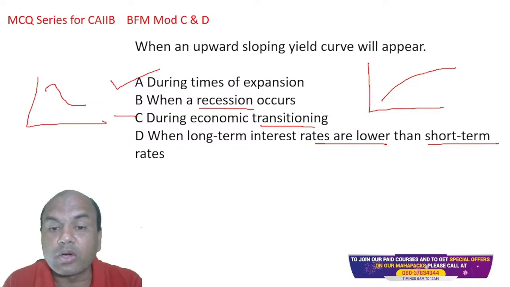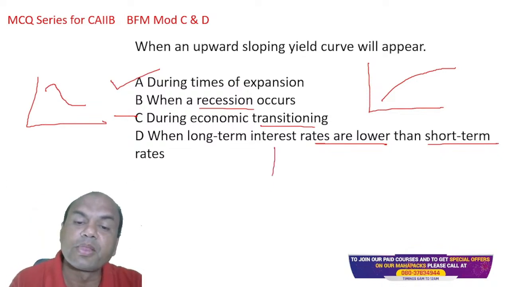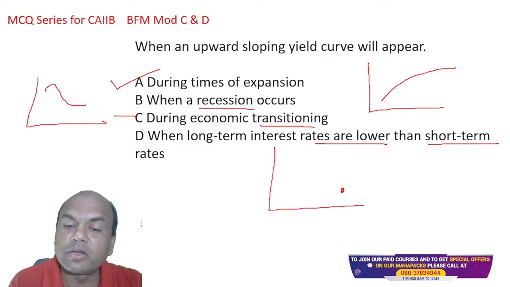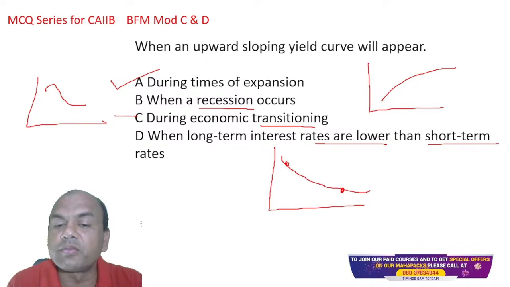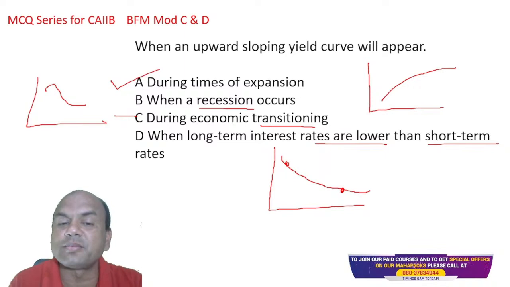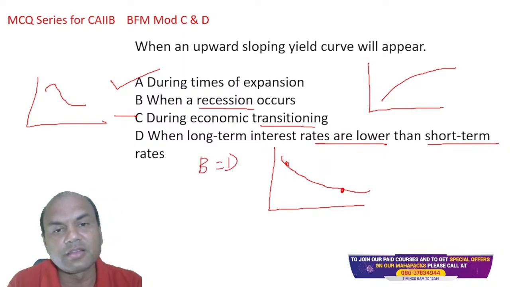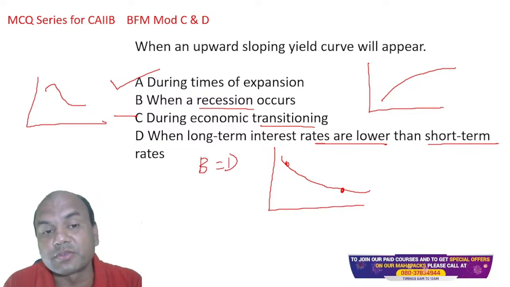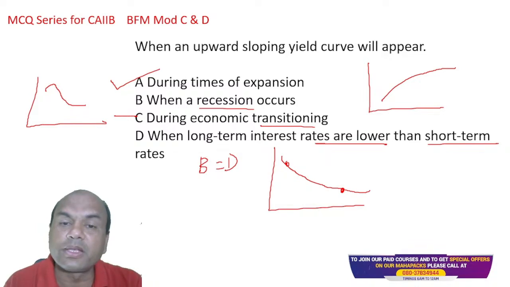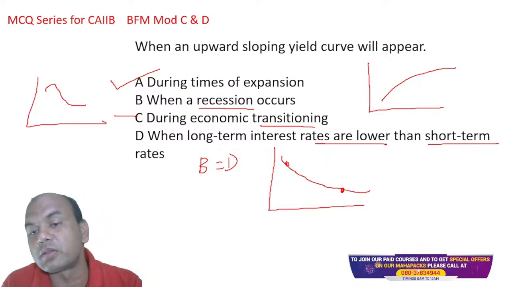What is D? Long-term interest rates are lower than the short-term interest rates. See this: long-term is lower, short-term is higher, so it will be like this. Now if this is like this, then what is the recession? Recession is also the same. That's why B equals D over here. The thought just got into my mind, that's why I asked you. So upward sloping yield curve in the expansion, and recession means long-term interest rates are lower than the short-term interest rates.